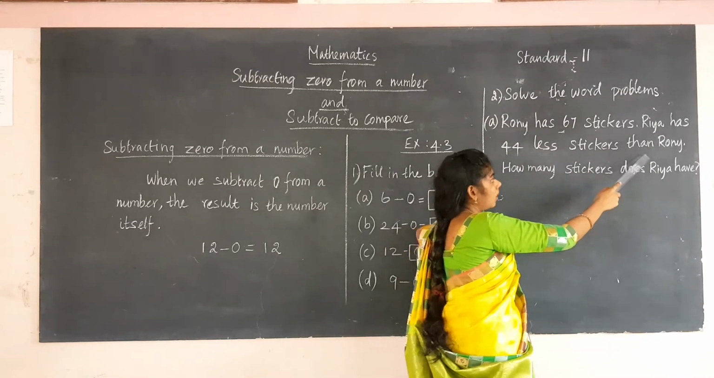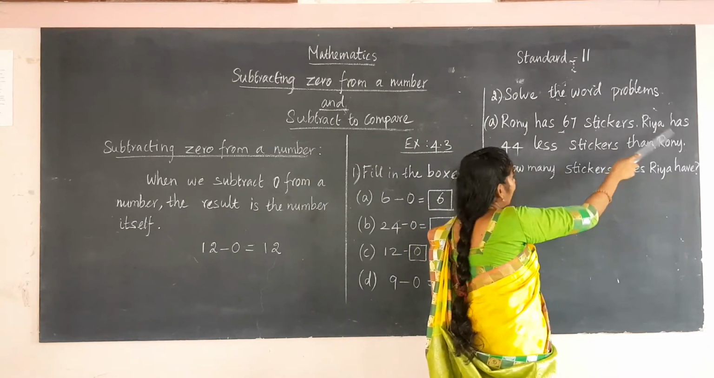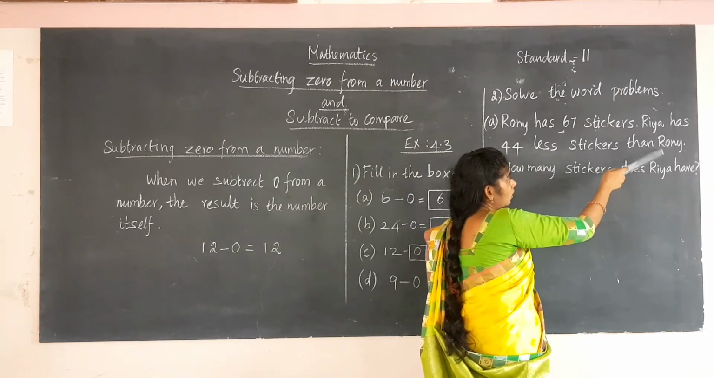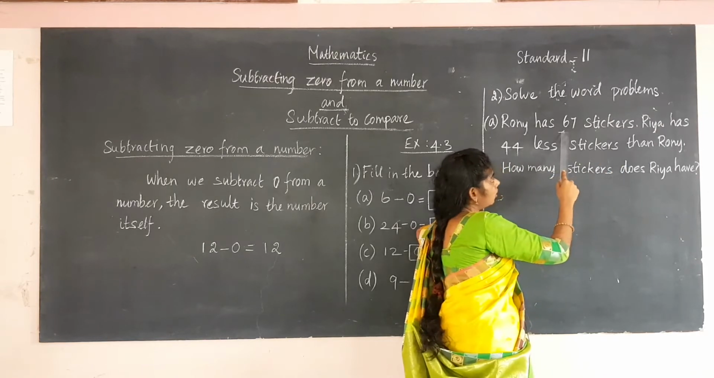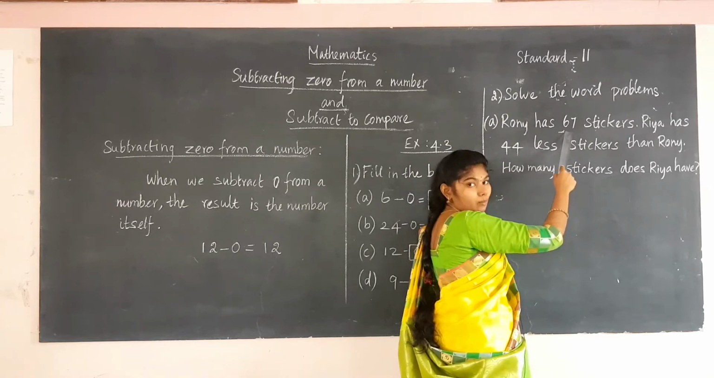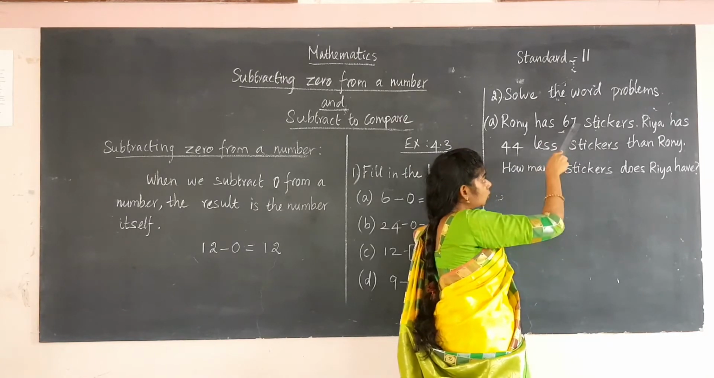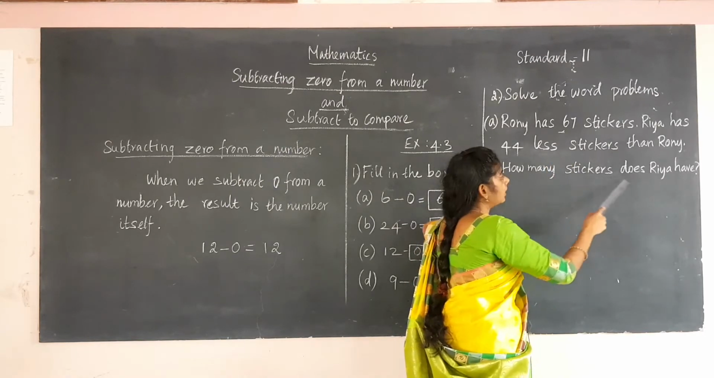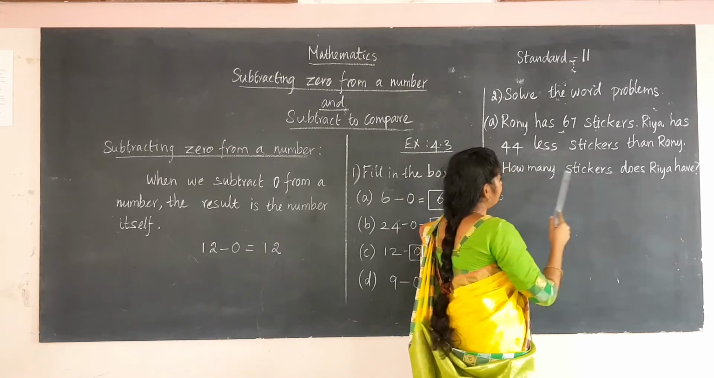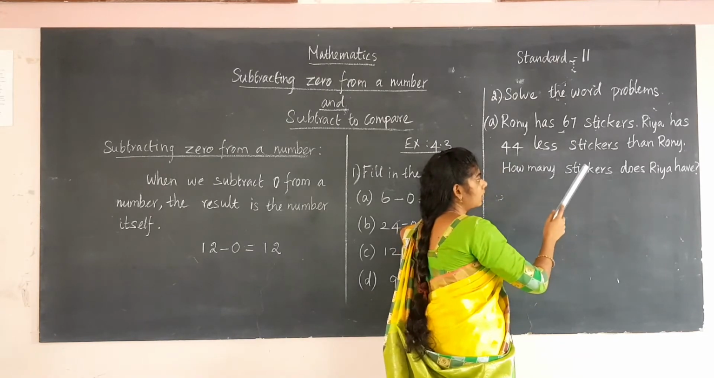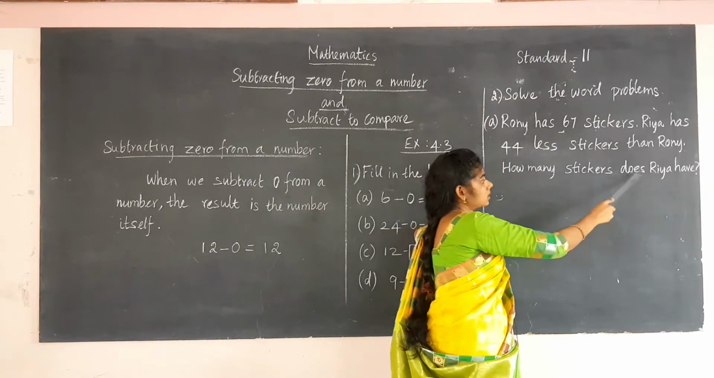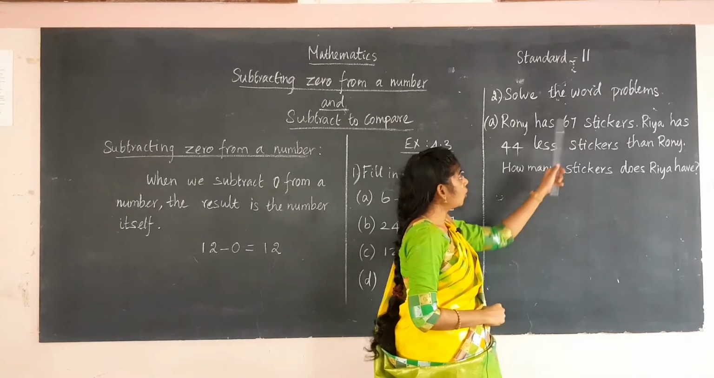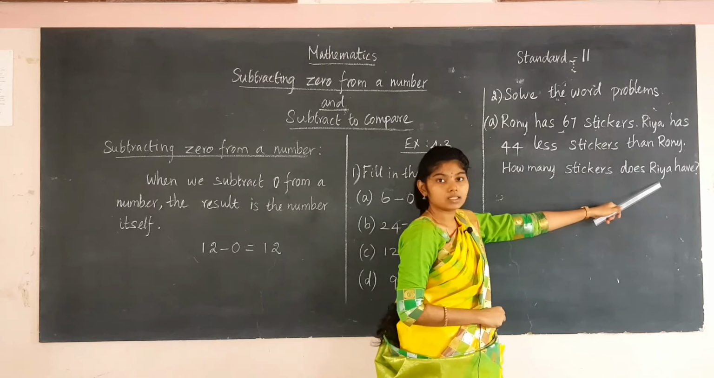Just compare the number with Ronnie. So Riya has 44 fewer stickers than Ronnie. See here, the number given for Ronnie is 67. So we are subtracting 44 from 67, 67 minus 44. Then we can find the answer for Riya's number, how many stickers Riya has. While we are subtracting 44 from this number, we will get the answer for Riya.